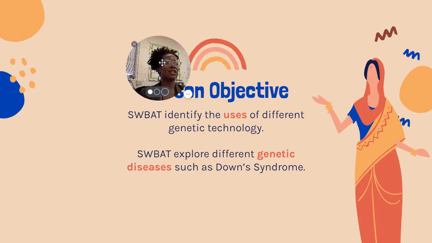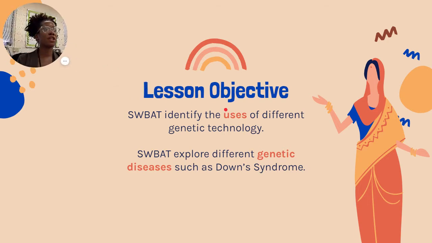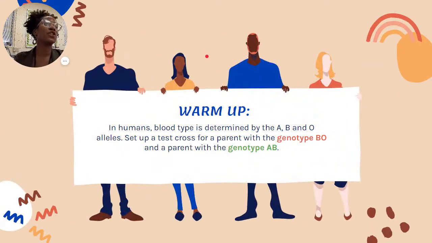All right, the lesson objective is that students should be able to identify the different uses of genetic technology, and we will explore different genetic diseases such as Down syndrome. First things first, we have a warm-up question. In humans, your blood type is determined by the A, B, and the O alleles. You're going to set up a test cross for a parent with the genotype and a parent with the genotype AB.